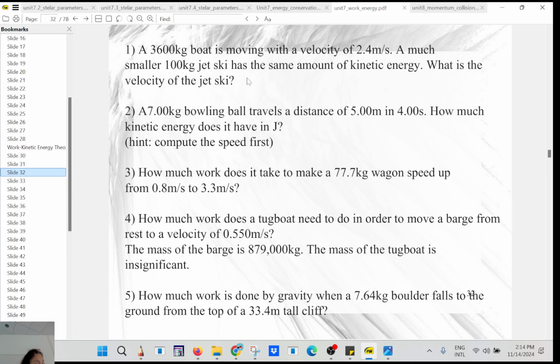Okay, so let's see what we can do. Let's do number 1. Try number 1. You can help each other, talk to each other.